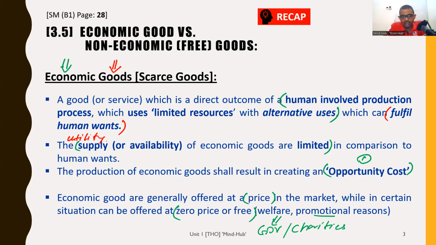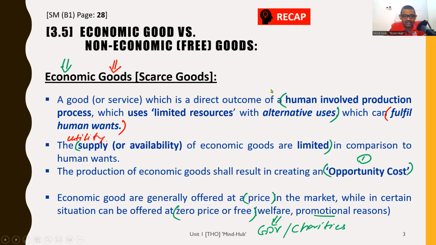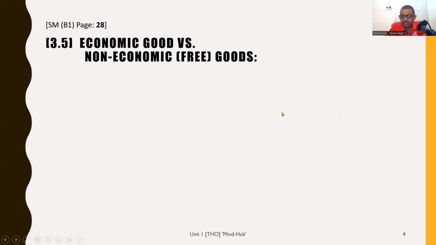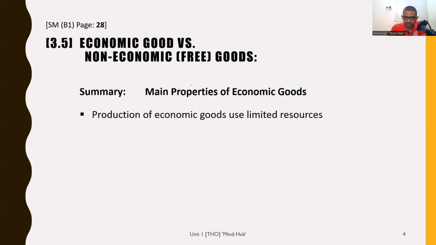Okay, right. Then your examiner talks about several features. Last week we wrote this, so I'm going to move on now. It was a recap here, you can see. Economic goods versus non-economic or free goods discussion continues. Your examiner talks about these main properties, meaning the characteristics or features. So what makes a good an economic good? The main features, properties. Production of economic goods uses limited resources.